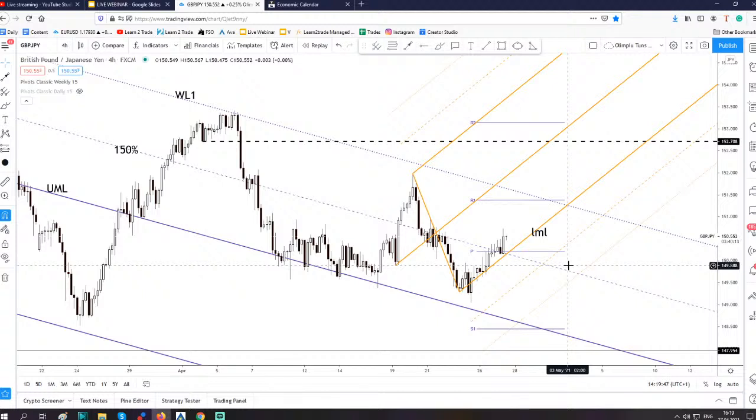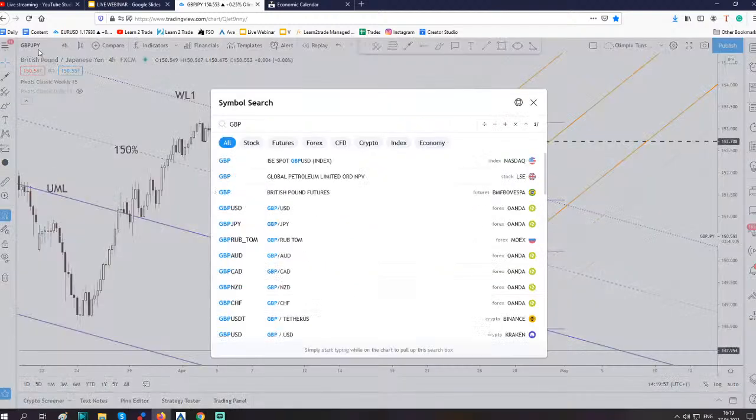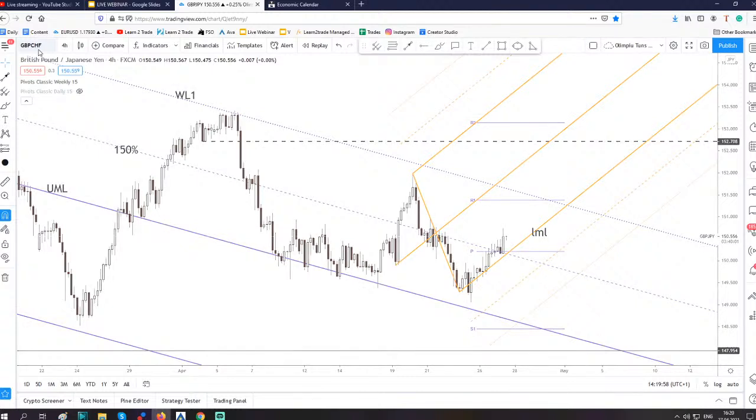Okay, let's take a look also on the GBP versus the Swiss franc. Thank you guys for all your messages and for all your questions. So let's take a look here.